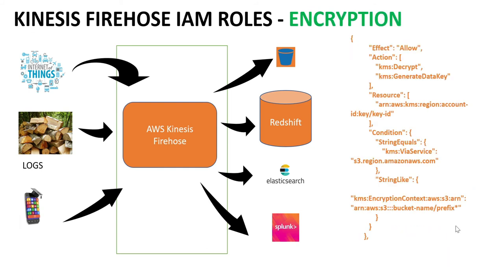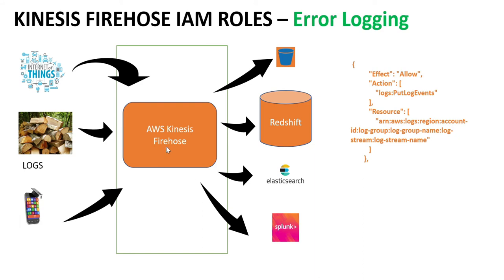Now if you are going to use encryption, then see, this is a standard code. You don't have to mug this up. When you are trying to create a delivery stream, you will get the standard code, you can copy and paste it. Okay, but just for concept perspective, you have to provide these actions for encryption and decryption.